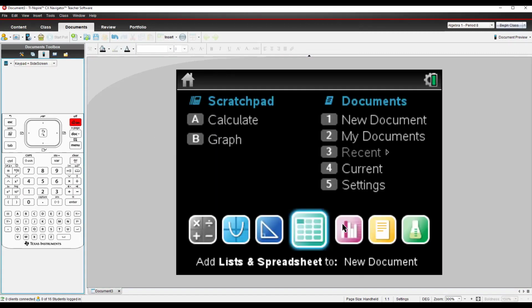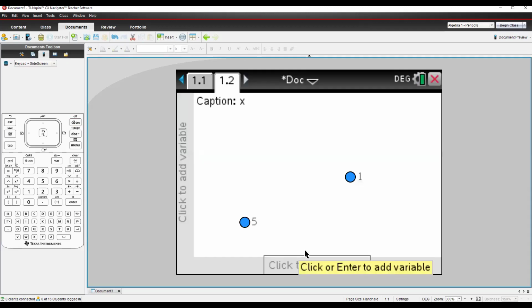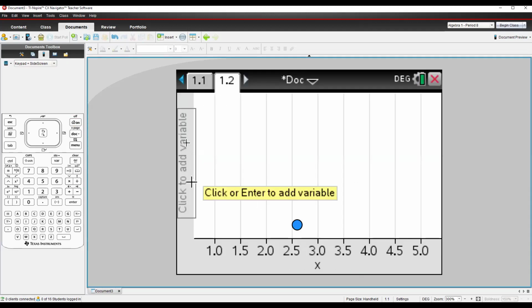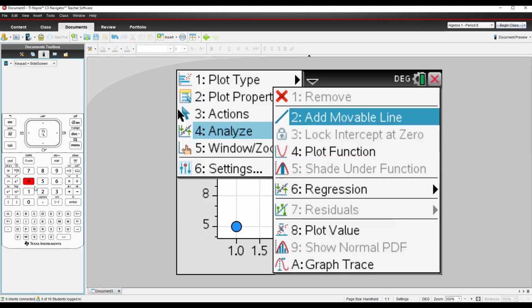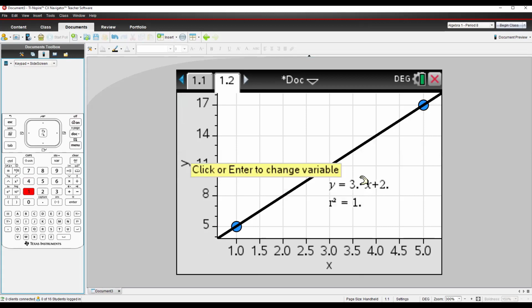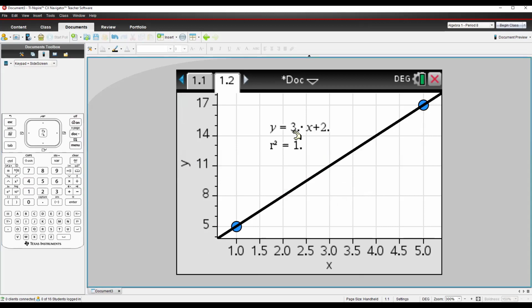I'm going to put the x at the bottom for the x-axis and the y over here for the y-axis, and then I'm just going to do menu 461. Here's my linear equation. The slope is 3, the y-intercept is 2. They were asking for the slope, so the slope is going to be 3.